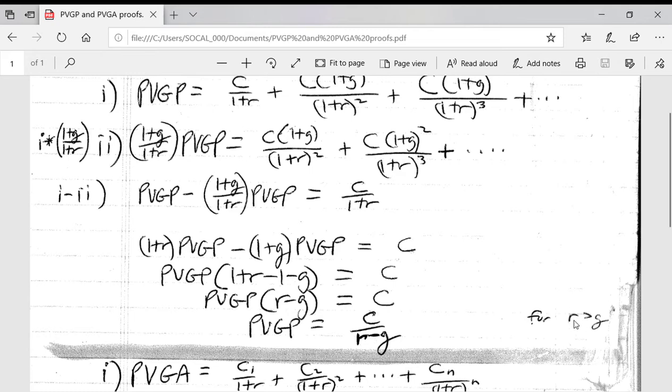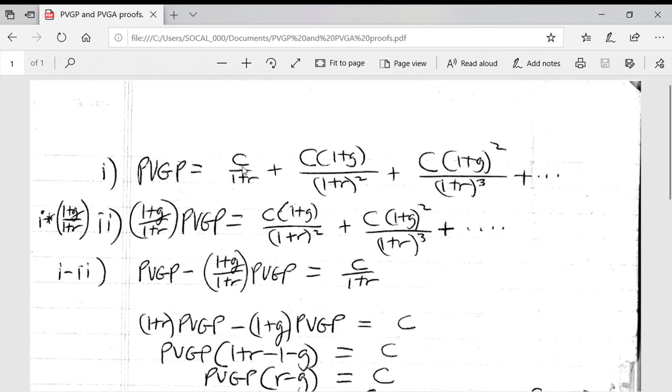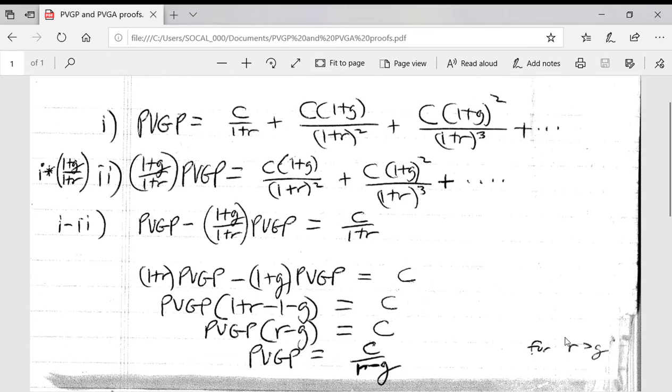Now this is true for r greater than g. The opportunity rate of return has to exceed g. If this is not true, if g exceeds r, for example, then this term will approach infinity. The reason it would approach infinity is because if g is greater than r, you can see up here, then 1 plus g, well, let's look at this term first. Here I have c over 1 plus r. And now I'm going to multiply this by 1 plus g over 1 plus r to get this.